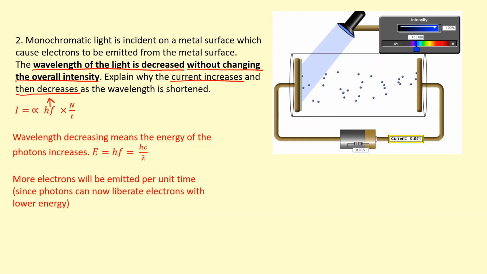Secondly, if each photon has more energy, the ones near the surface with the higher energy, when they come out, they will have a higher kinetic energy as well. So the maximum kinetic energy of these electrons also increases.